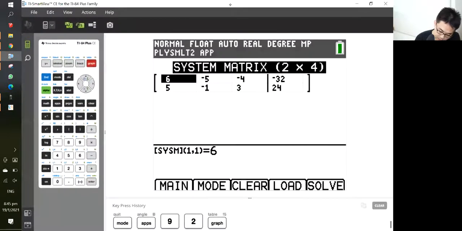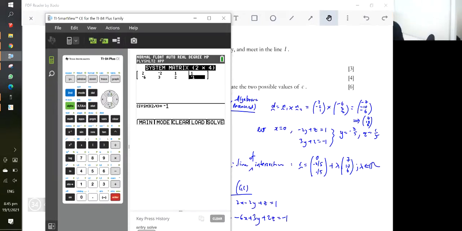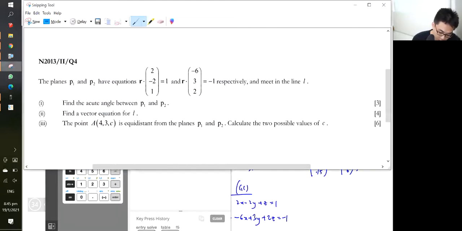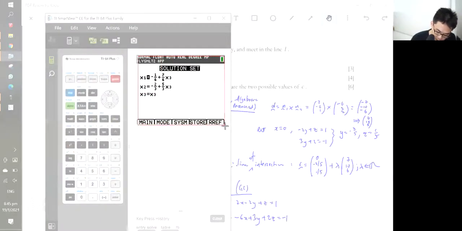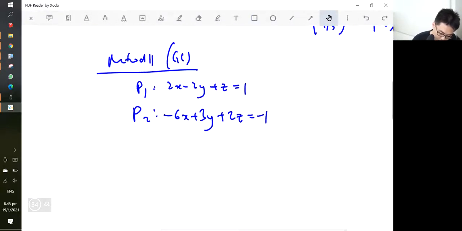Put this as the equation: 2, negative 2, 1, 1. So 2, negative 2, 1, 1, negative 6, 3, 2, minus 1. Is that okay? Then what you do is you just press solve. You get your line equation. This one here. I'll just put it here.